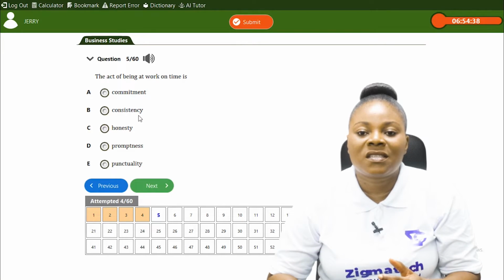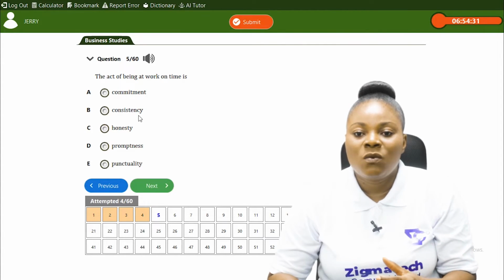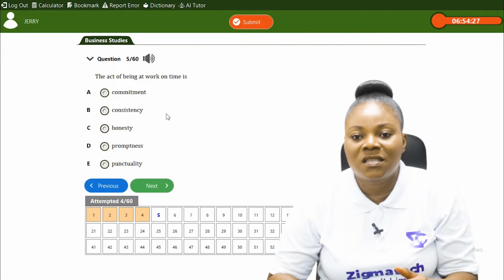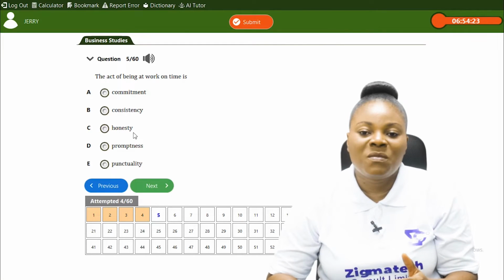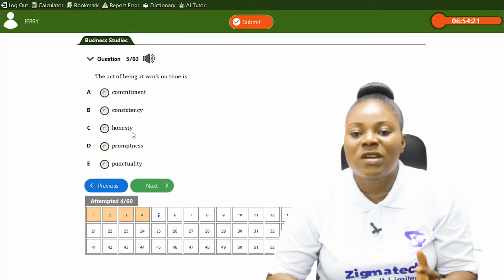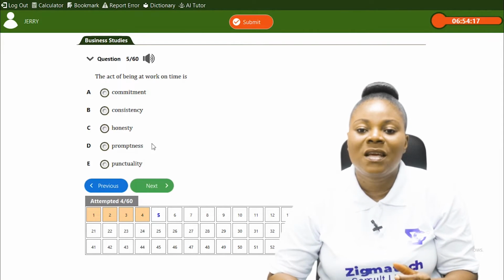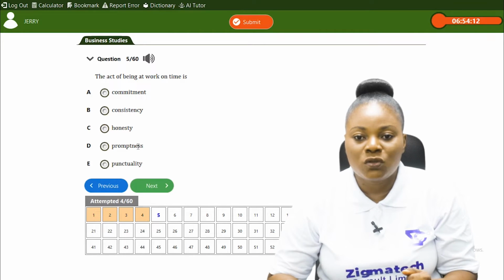Consistency is the rate of regularity to your work. That means you are doing the right thing without being told. You are always doing the right thing. That's consistency. We have honesty as an attribute, which is the act of being trustworthy, being truthful, being transparent. We have promptness. That's the act of doing the right thing at the right time, doing the right thing when you are supposed to do it.